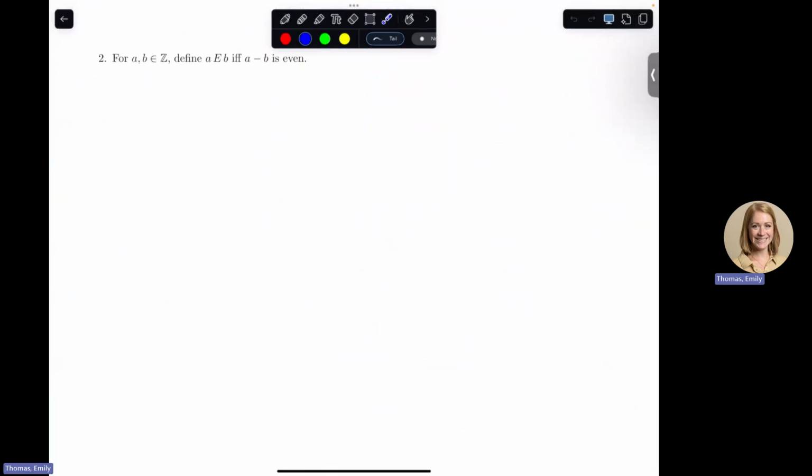We have this relation E, where A is related to B, or A E B, if and only if A minus B is even. So I do think that we should do some scratch work here.